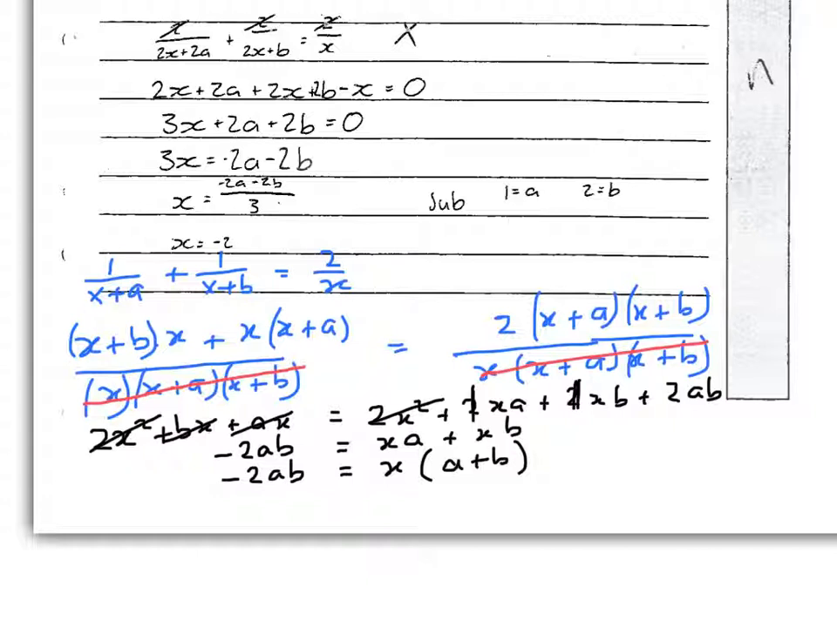So now let's divide this side and divide this side by a plus b. And if I cancel those two, I'm then left with x.